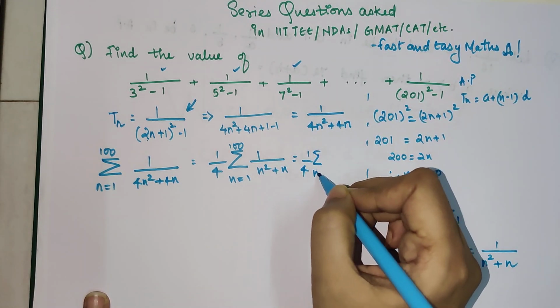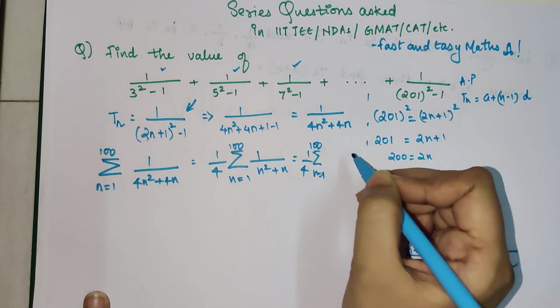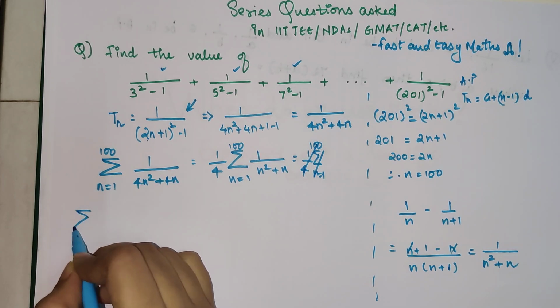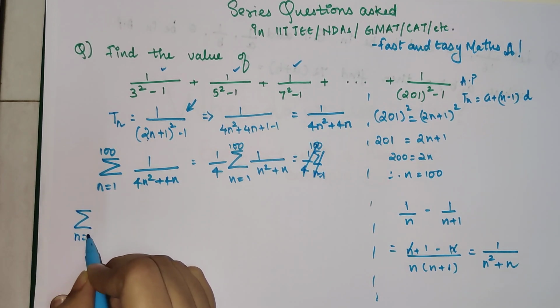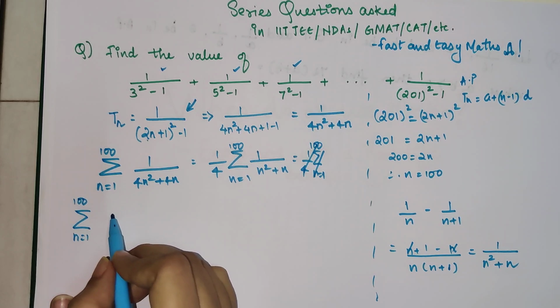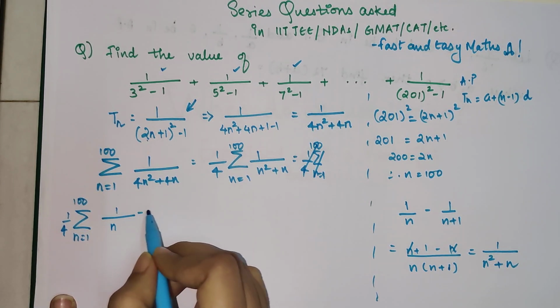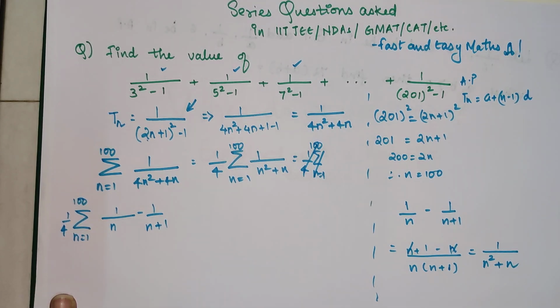Summation of n equals 1 going up to 100. Let me write it on the next line only. So summation of n equals 1 going up to 100. 1 upon 4 is still outside. I have 1 upon n minus 1 upon n plus 1. So now let's try and expand this.